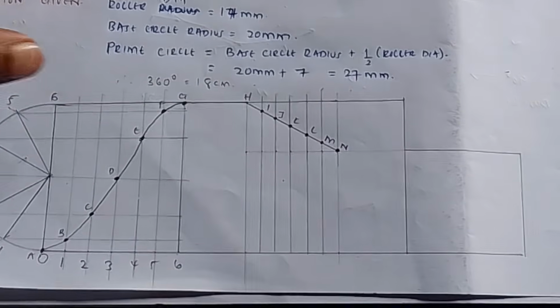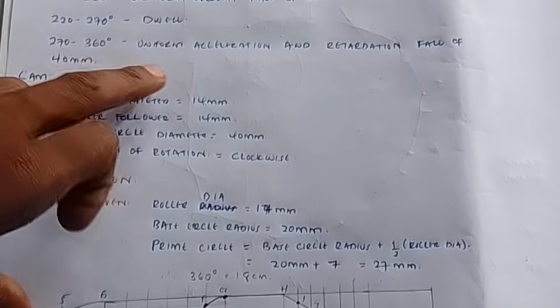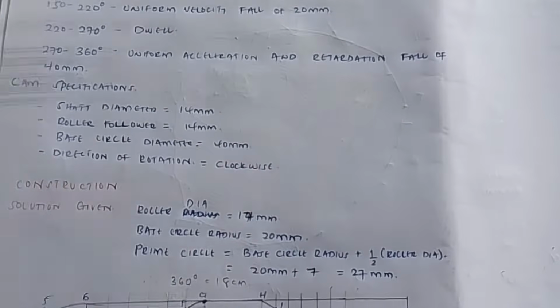How much is it falling? It is falling for 40 millimeters. You have measured it, and it is 40 millimeters. That is a stroke. And the distance we are told is 4.5, and it is falling with uniform acceleration and retardation.